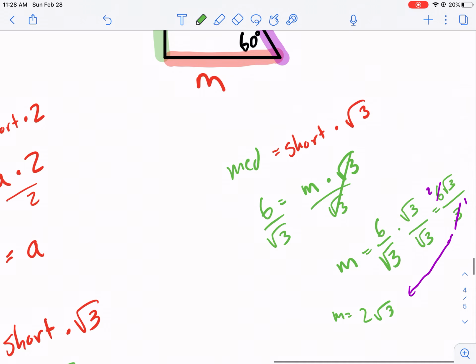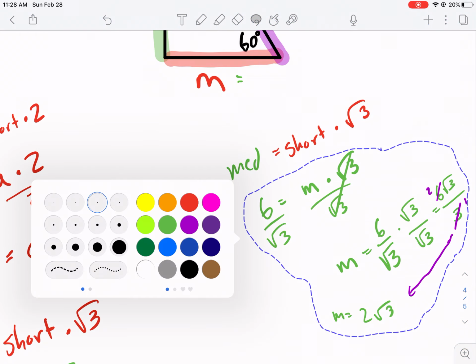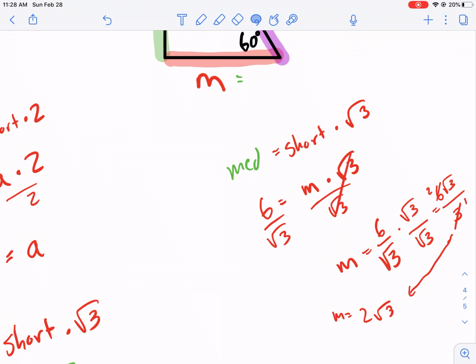So that's my answer for my short side. Let me change that to red, actually. Oops. Oh, that's m, so I got confused. I was thinking that was my medium side. I was like, what? I thought I did this correctly. Let me change this color. I'll change this all to red. I hope you guys know where I canceled. There we go. Okay, so m equals, that's my short side. Very confusing. 2 radical 3.